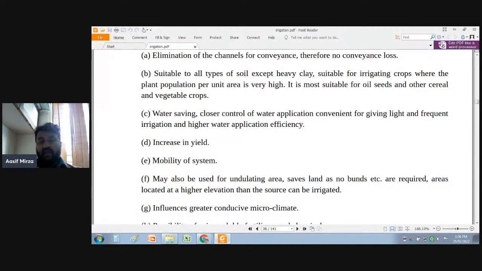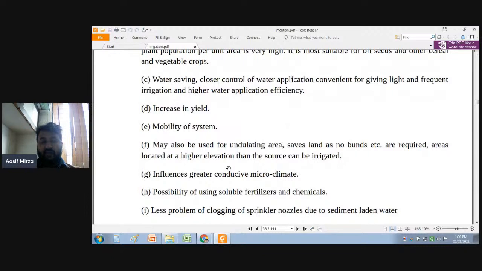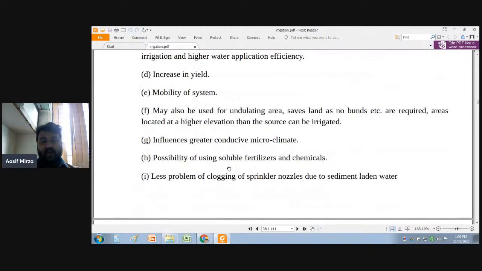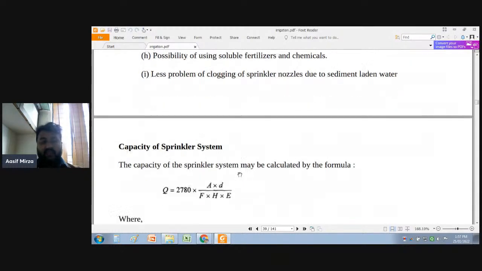Areas located at a higher elevation than the source can be irrigated. It also influences and creates a more conducive microclimate, and it makes possible the use of soluble fertilizers and chemicals. It also has less problem of clogging of sprinkler nozzles due to sediment-laden water. Now, what is the capacity of the sprinkler system?